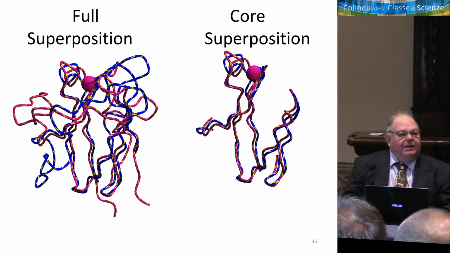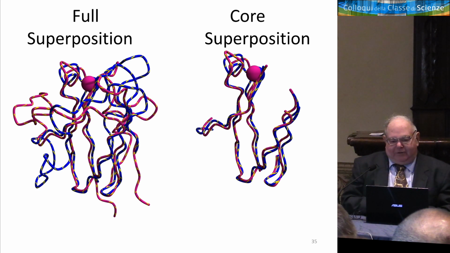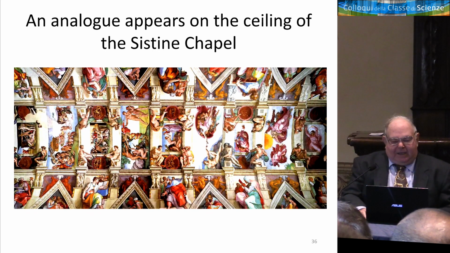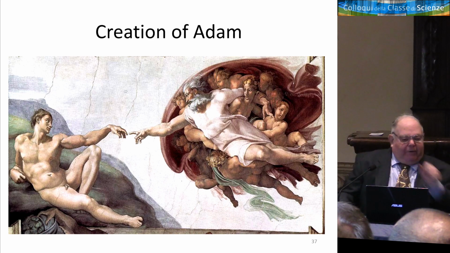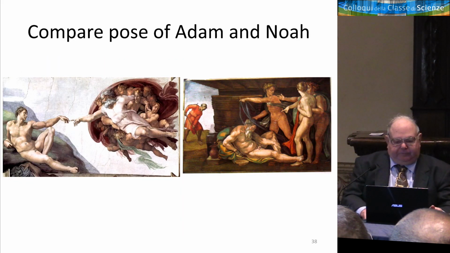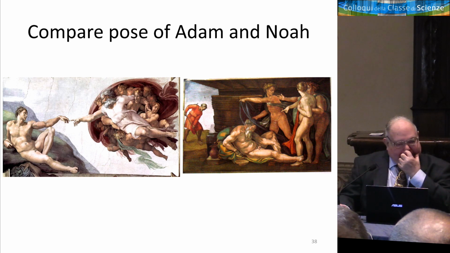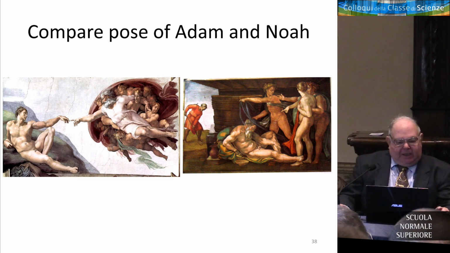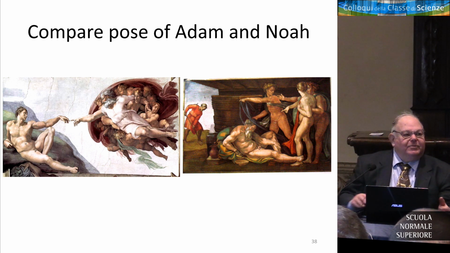I'll give you one other example, which I prepared originally for a talk in Rome, but I love to show when I'm in Italy. There's an analog in the ceiling of the Sistine Chapel. So here, there's a famous picture of God and Adam. If you walk down the room a bit, you see that there's a picture of Noah. And if you look at the pose of Adam and Noah, you see the lifted leg, the weight on the right arm. You say, oh, this looks like hemoglobin and myoglobin.